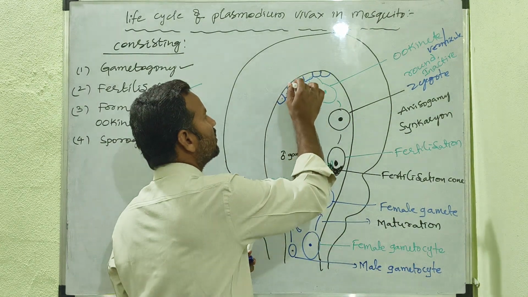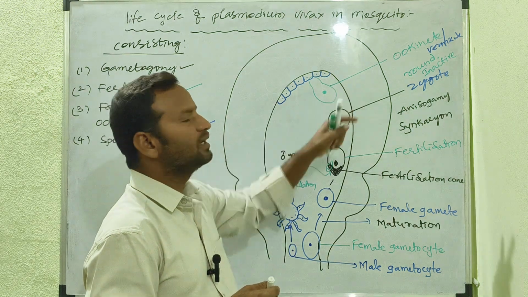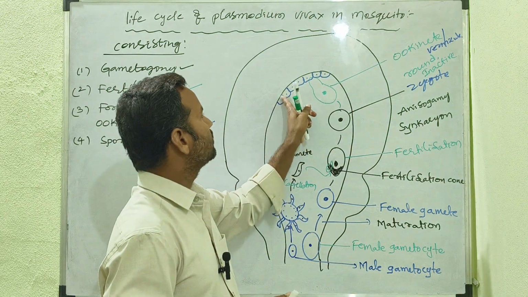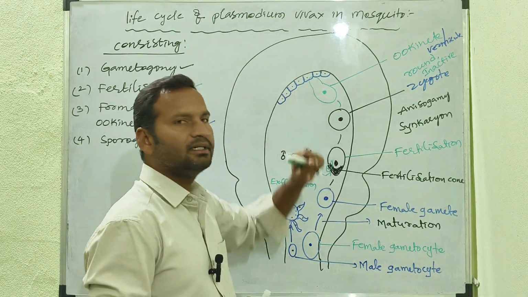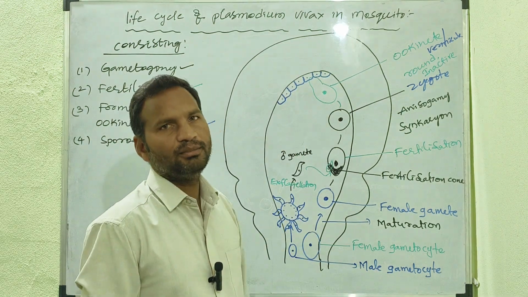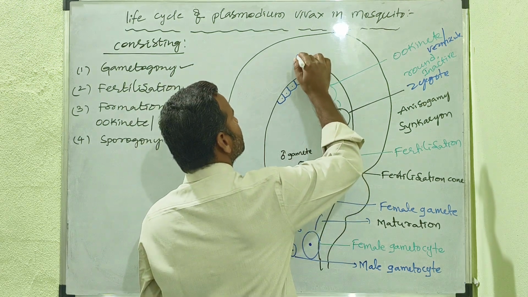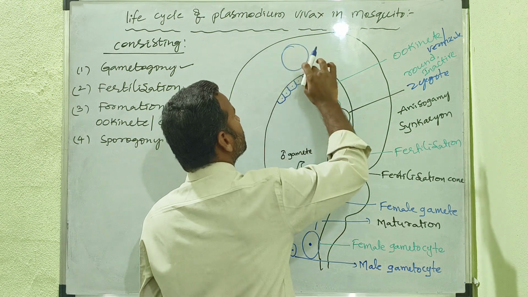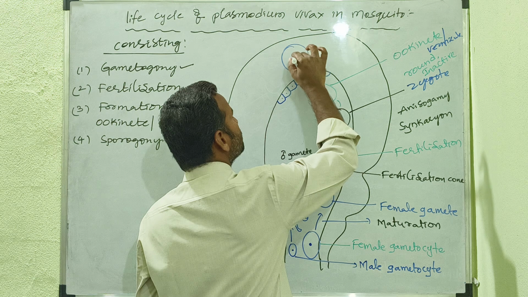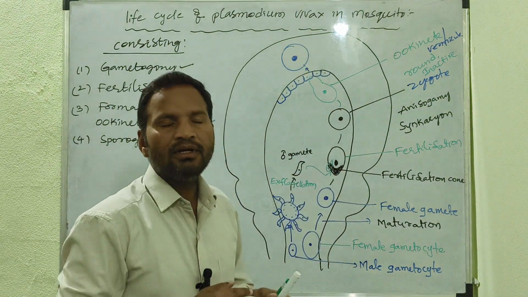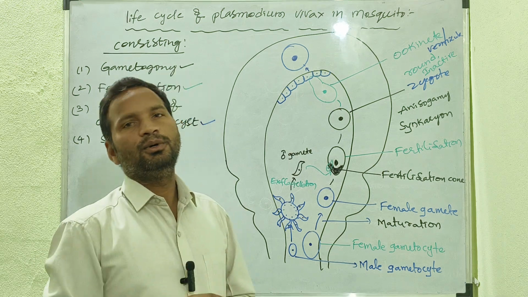Got it? This is the wall of the crop of the mosquito. Yes, that's why now see that this ookinete is pierced into the wall of the crop of the mosquito and settled beneath the basement membrane. Later, this stage is transformed into round shape and secretes a cyst wall around the body.